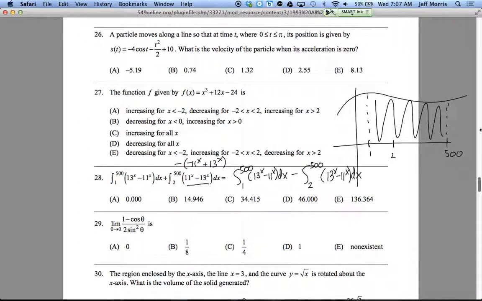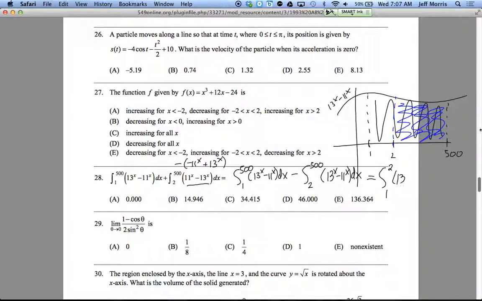Because you go, okay, well this is the area, so now we'll say this curve is 13 to the x minus 11 to the x. So you've got the area from 1 to 500, and then you have the area from 2 to 500, which we'll do is this. And if you take the area from 1 to 500 minus the blue area, which is 2 to 500, you're going to be left with the area from what? 1 to 2.